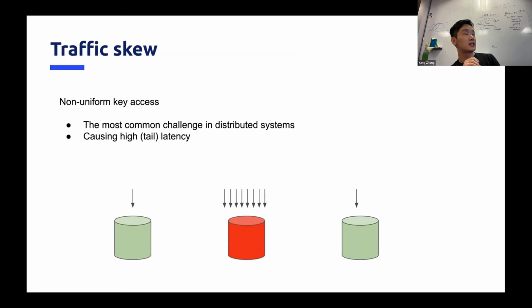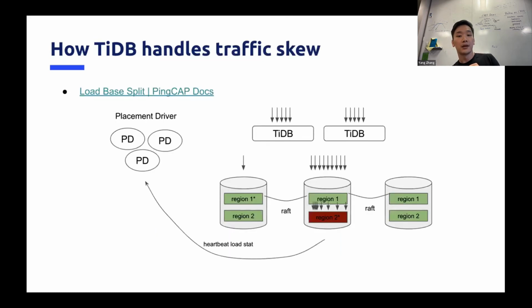One social network nature mentioned by Audrey was traffic skew, or we can say hotspot. That is a pretty common problem in distributed systems, and probably in all other systems. It's bad because it causes high latency, especially tail latency. With the support of the architecture I just mentioned, TiDB can support load-based splitting.